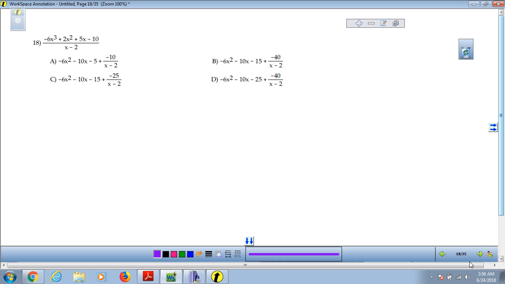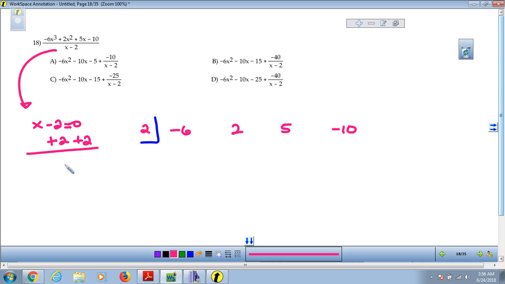This is the same thing, doing synthetic division. But here, x to the third, x to the second, x to the first, no x. So I'm not missing any number to say that I need to put zeros anywhere. Here we're going to put a 2. Where am I getting the 2 from? Because remember that you're going to set this denominator expression equal to 0, and whatever value you get, that's the one that goes here.